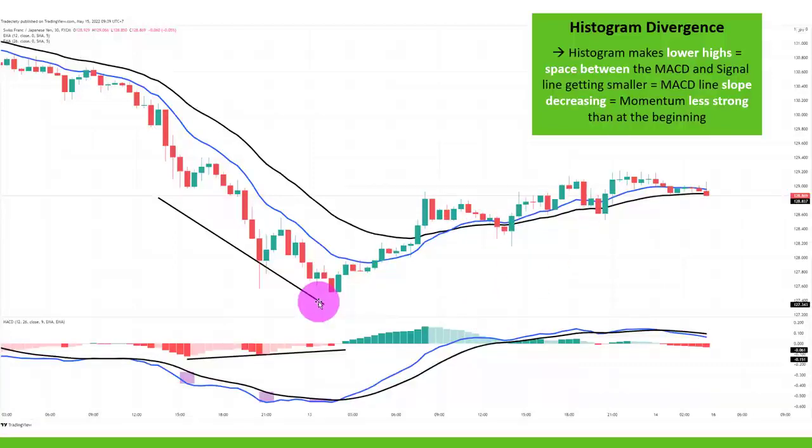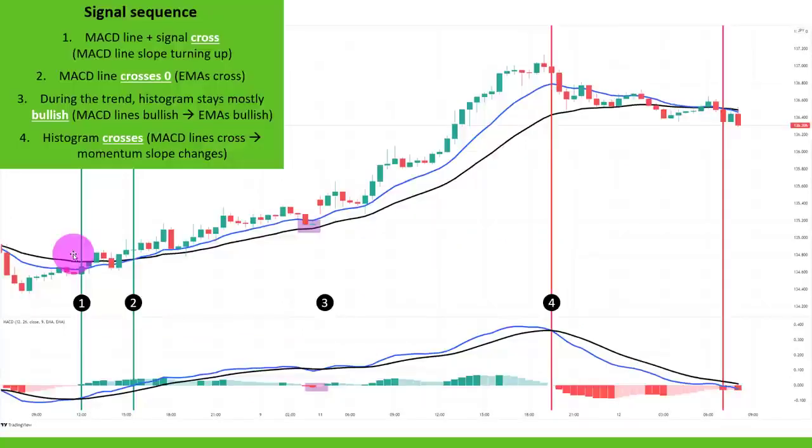So you can see having a MACD can be a very nice addition to your price analysis, and it can help you spot things that you will otherwise overlook. Let's look at the signal sequence when using a MACD and what happens here step by step. First, you will see that the signal line and the MACD line cross, which means that the slope is changing. Also, the space between the two is changing. So we have a change in momentum from bearish to bullish.